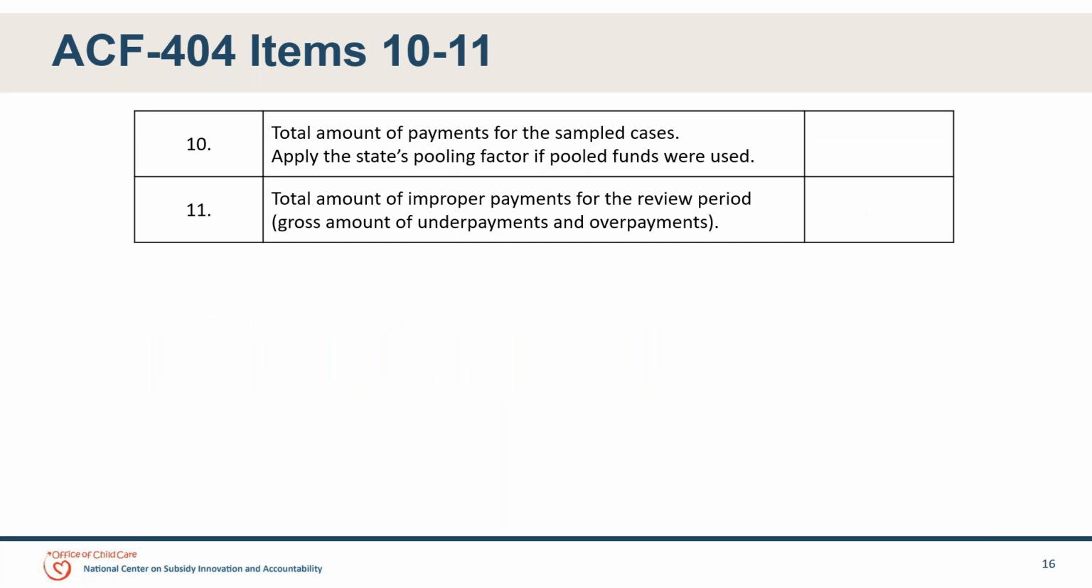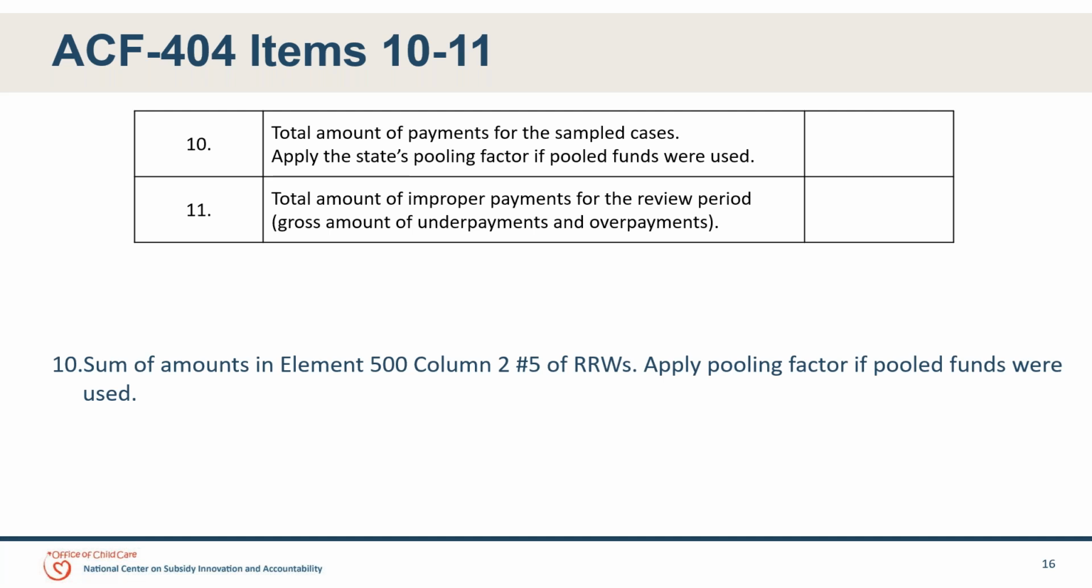All right, that's the end of the MID items, and now we'll go back to thinking about all of your case review findings as a whole. Item 10 asks for the total amount of payments for the sampled cases. And this can be found again going back to your record review worksheet. Sum up the amounts entered in element 500, column 2, number 5. Apply the pooling factor if applicable. And we had $124,850 in payments for the sampled cases in our example.